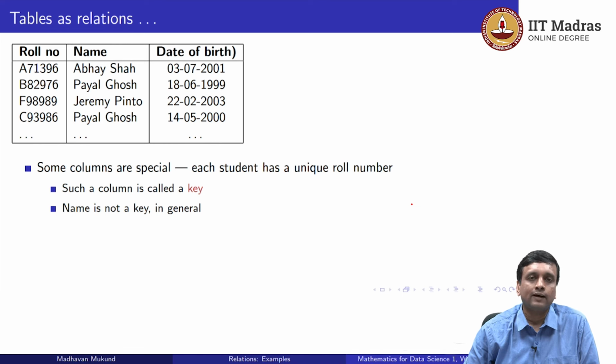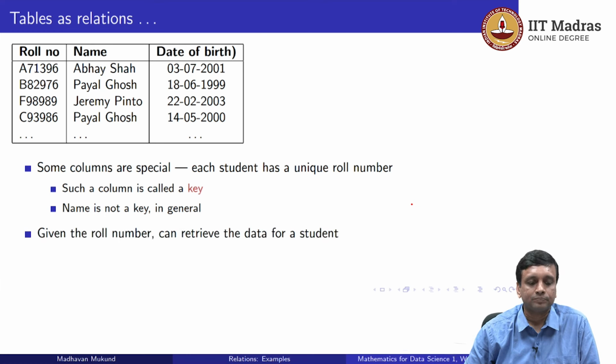And unfortunately, the other columns are not keys. Two students could have the same name, and it's even possible for two students to have the same name and the same date of birth. So we cannot rely on the fact that the other columns will uniquely distinguish. So now if we have a unique roll number for every student, then each row is identified by the roll number.